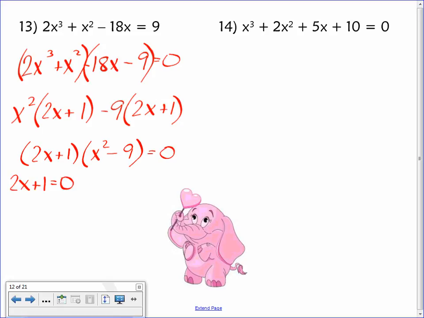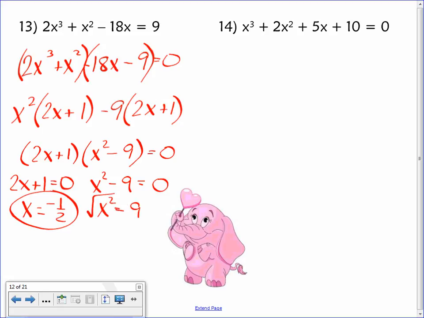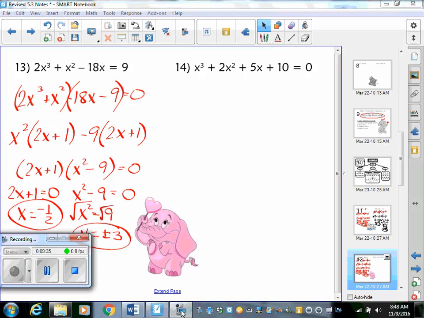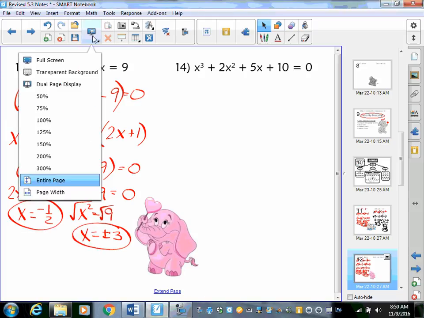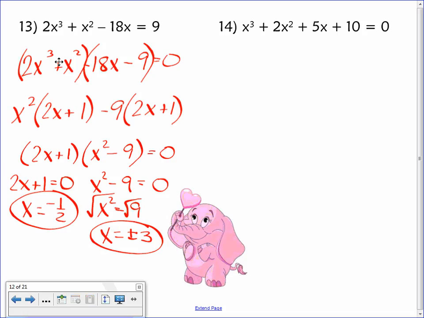Set them equal to 0. So -1/2. X squared equals 9. Plus or minus 3. I got it right. Awesome. Go ahead and try 14. Let's go through 14, and we'll take a real short brain break, real short, because then we got to make sure we have time to get in the rest of this, okay?